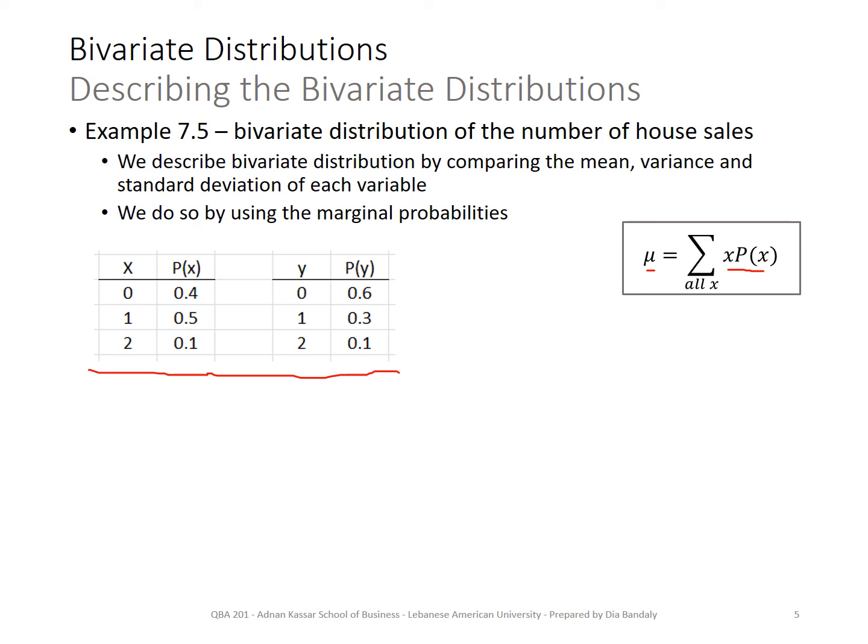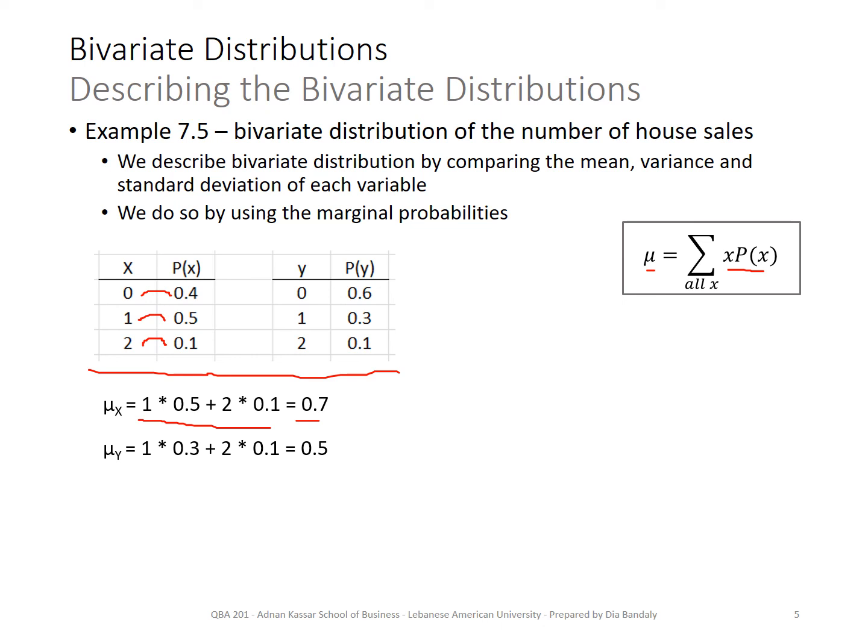All right, so let's do it. x P of x: we multiply 0 times 0.4 plus 1 times 0.5 plus 2 times 0.1, and here we go. The 0 does not count, so I'm not showing it here. So it's equal to these two, and the value is 0.7. Mu y, we do the same, and we get 0.5.